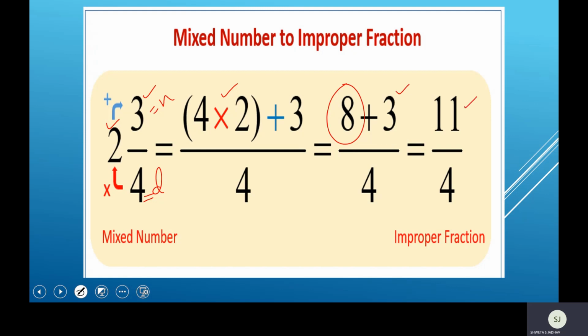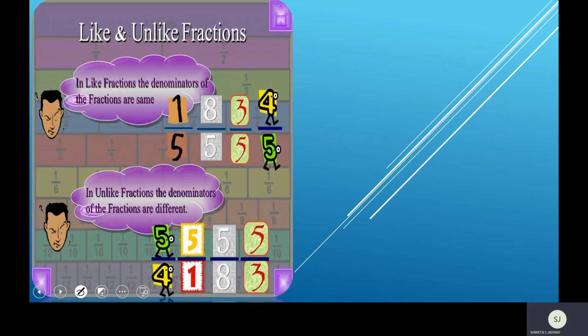Then we got 11. Now what about the denominator? When we are converting mixed fraction into improper fraction, whatever denominator we have in the mixed fraction will be followed the same till the last. Like here we have denominator as 4, so we write denominator as 4 till we get the final answer. Clear? Now let's look into the next type of fractional number, which is like and unlike fraction.